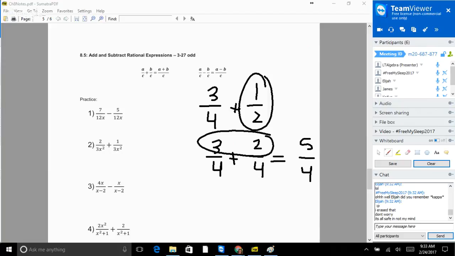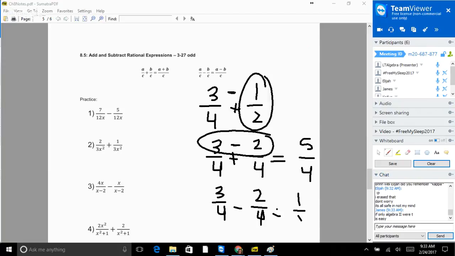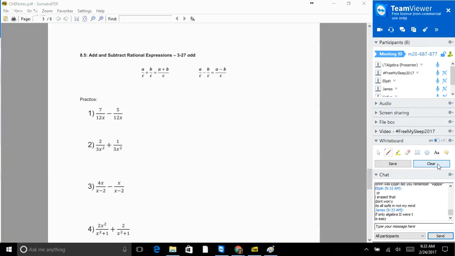Same goes for subtracting. You have to have the same denominator. So if I had the same problem, but it was subtraction, then it would be 3/4 minus 2/4 equals 1/4. All right, so that's your review of fractions. These examples are actually that easy. That's why I'm doing them on the call today.